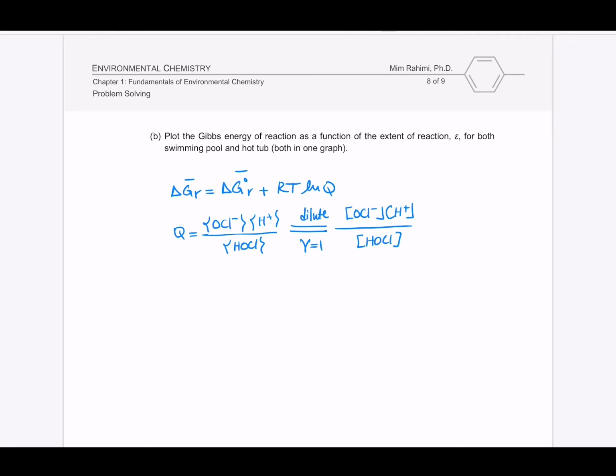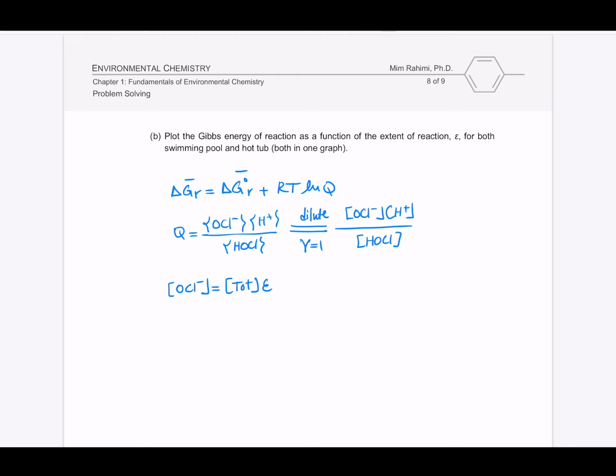Because we haven't started chapter 2 on acid base, we don't care about that H plus yet. We're assuming that's fixed. The pH is fixed at 7.2. So from the previous lecture, OCl minus, we can basically connect that to the total concentration and epsilon, the extent of reaction. We can quickly test that.